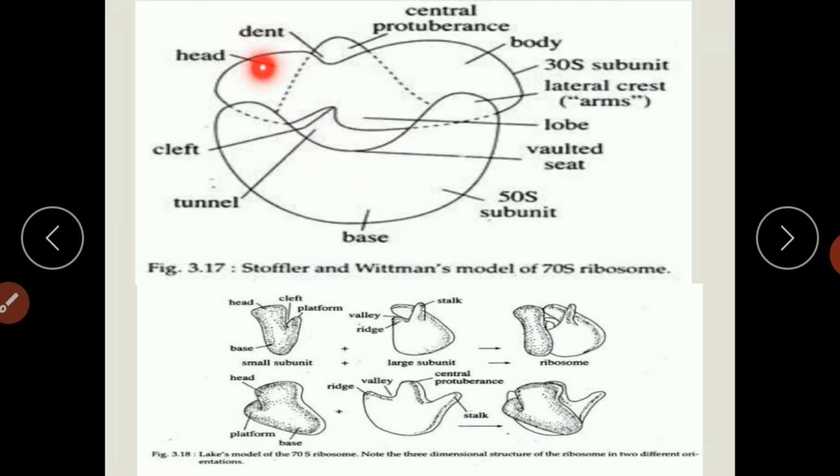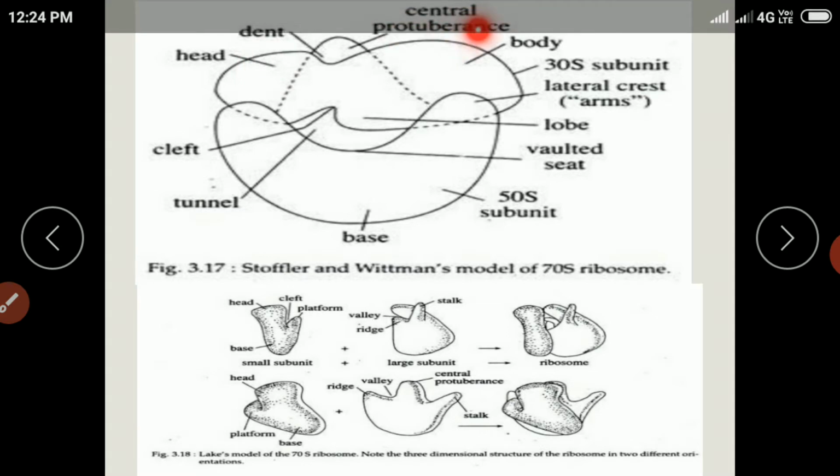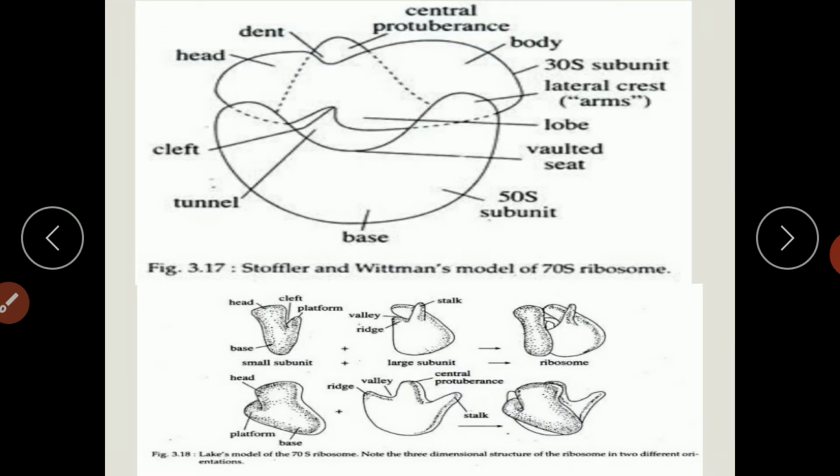So this is the head. Then this is the central protuberance. This is the body, and this is the 30S subunit. This ribosomal structure, or model, was put forth by Stoffler and Wittmann for the 70S ribosome. Here we have another model of the 70S ribosome, which is also called the Lake model of the 70S ribosome.